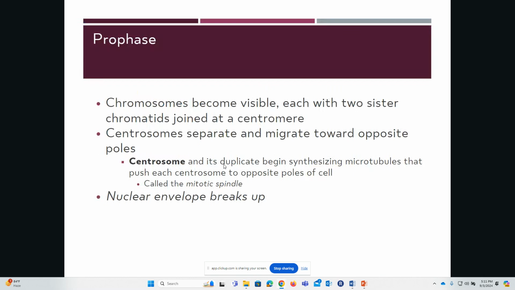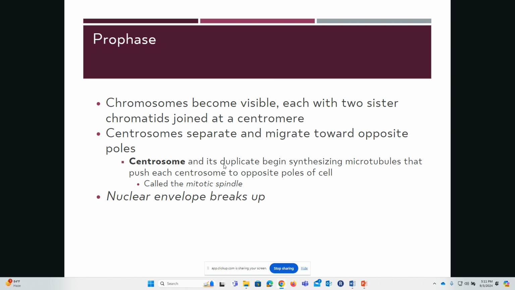But let's start first with looking at mitosis, and we'll start with prophase. Prophase is going to be the first phase where we see chromosomes start to become visible. They'll start to turn from chromatin into chromosomes. And the chromatids created will join at a central area called a centromere. And centrosomes, which are duplicated during interphase, will now start to move to opposite poles of the cell. These are going to be areas that produce the mitotic spindle.